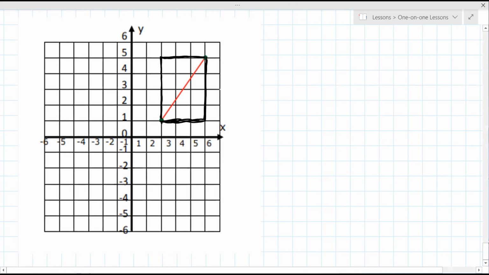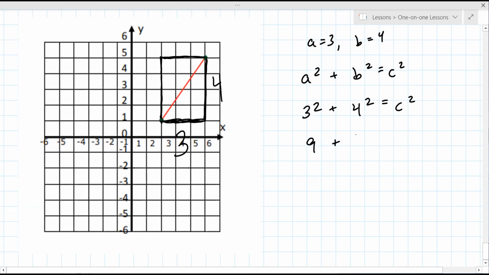So what is this base and what is this height? Base is 3. The height is 4. Excellent. Okay. So we have a squared plus b squared equals c squared. In your problem, a is equal to 3 and b is equal to 4. So that's 3 squared plus 4 squared equals c squared. That's 9 plus 16 equals c squared. 25 equals c squared. What number squared is 25? 5. So c is 5.